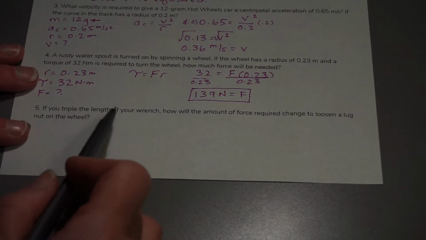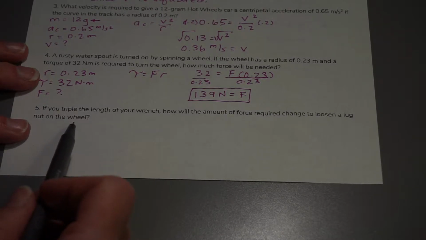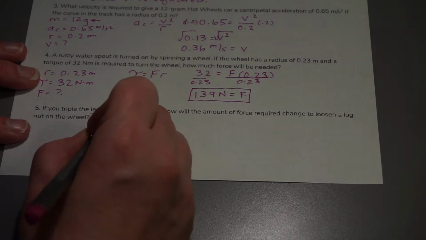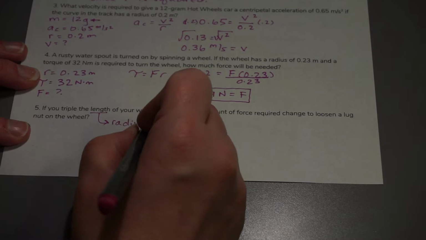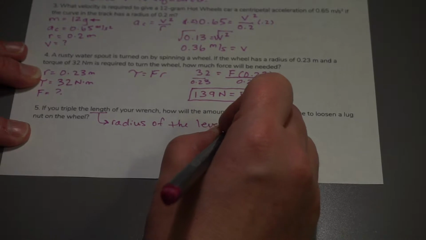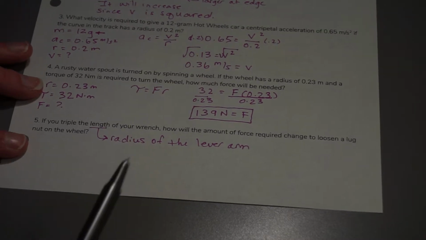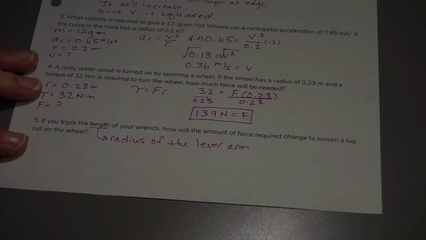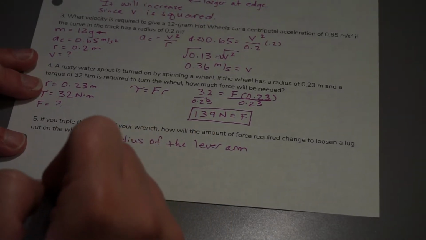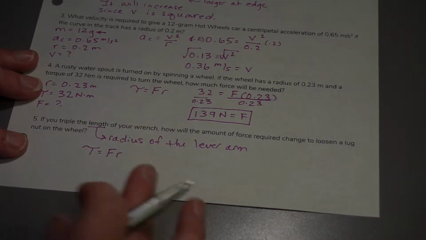Number 5, if you triple the length of your wrench, how will the amount of force required change to loosen a lug nut on a wheel? When they talk about the length of a wrench, what they're really talking about is the radius of the lever arm. And that is the radius that's in the torque equation. So they are tripling the R. If you triple the R, a good way to do this is to use the law of ones. If that's the equation that we're interested in.